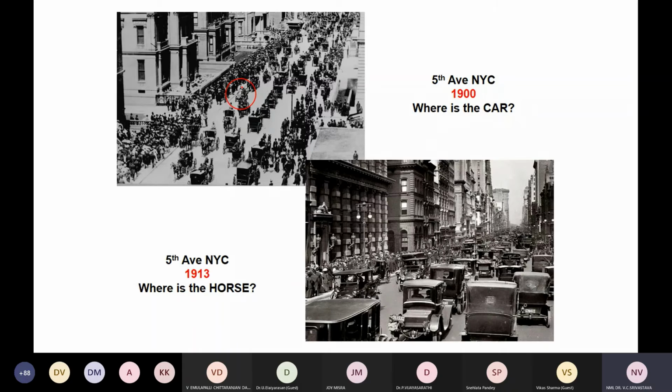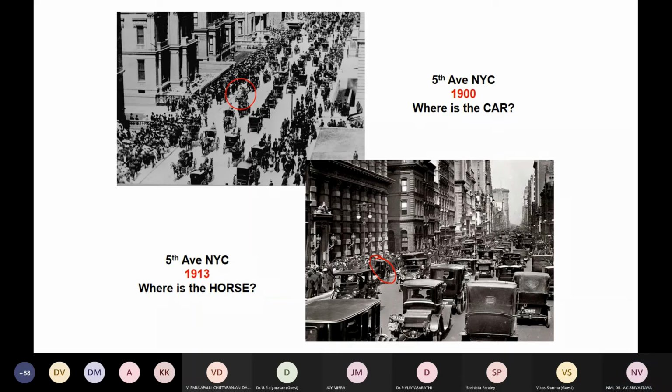In 1913, there are a lot of cars and there is only one carriage here. So in 13 years in the same street, you can see the development. That means more than 100 years ago, the pace of development was so fast, and today also this is happening. So we have to be very careful that things are changing and we have to keep pace with the changes happening around.